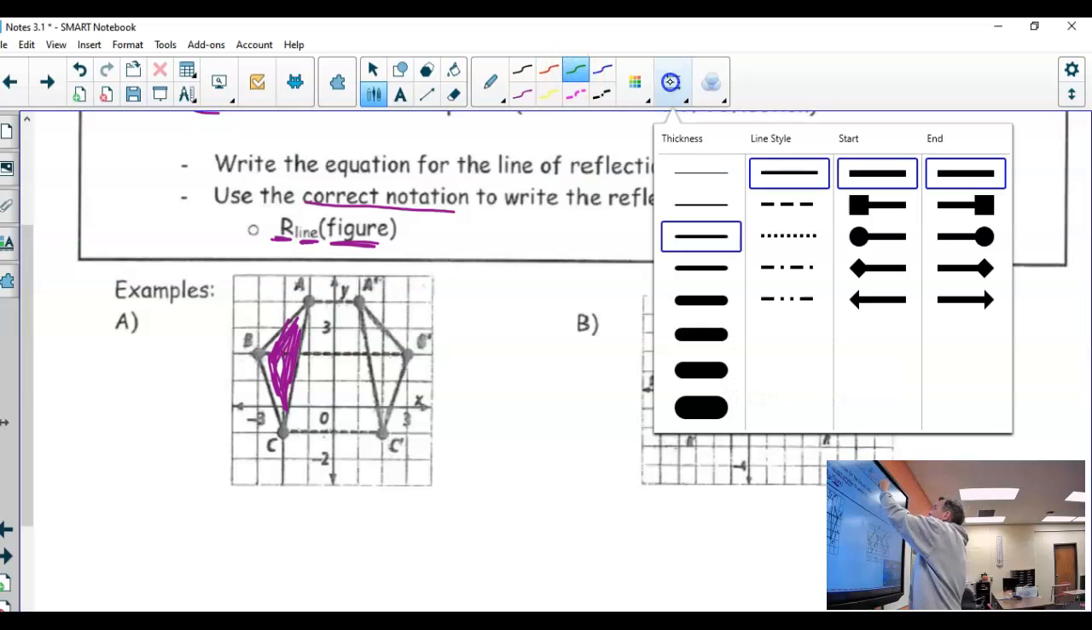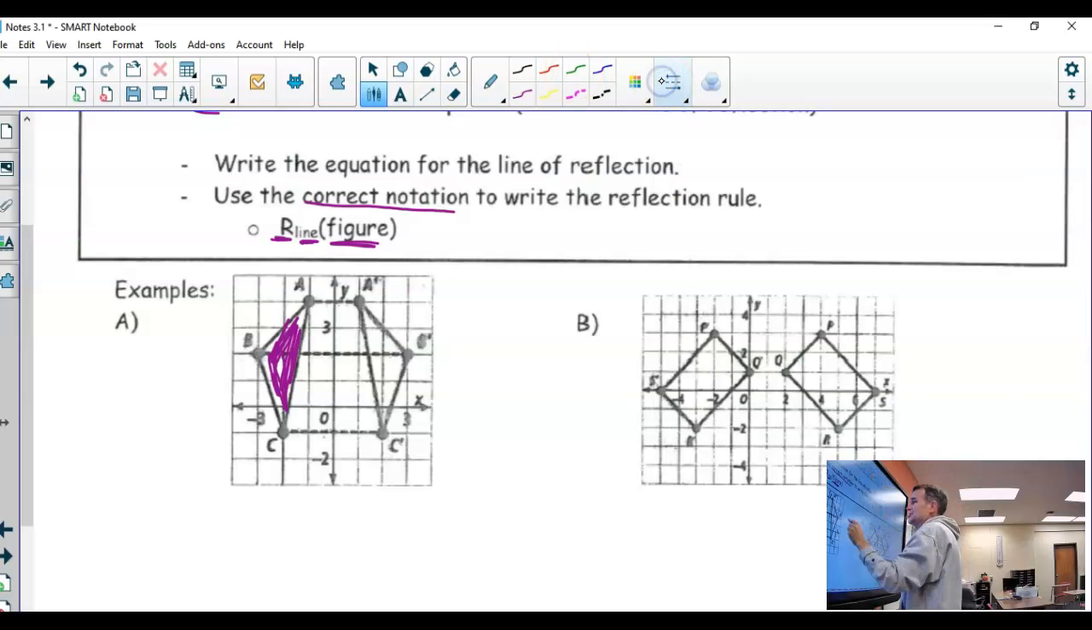And then the green one is my image. Can you tell where the line of reflection is? Well, look at these 2 points right here. I'll put them in red. So you got a point here and a point here, A and A prime. The line of reflection is halfway between them. So the line of reflection is right here.